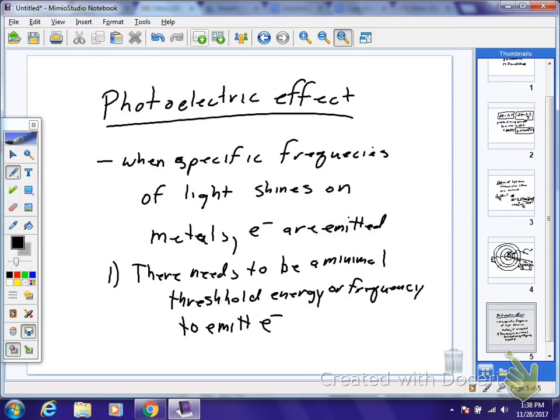If it doesn't go above it, it won't emit any electrons. So I guess there'll be just 3, because that makes sense. If it's below that, it's not going to give off any energy or any electrons.